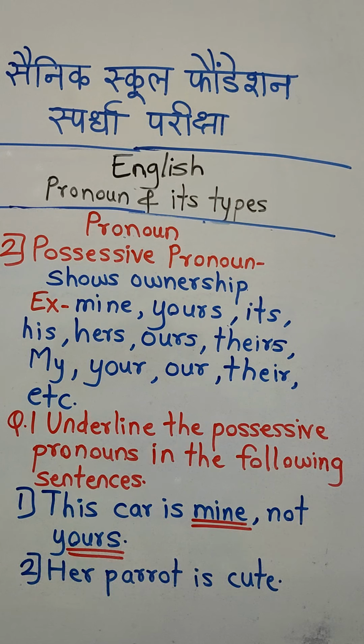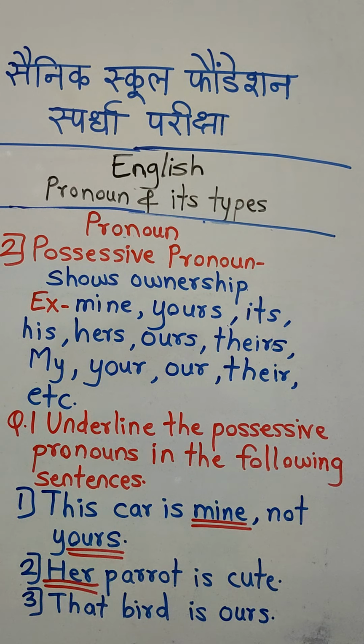So we will underline the word her here, which is a possessive pronoun. Next sentence is given, that bird is ours. Here in this sentence, we can identify the ownership of the bird. That means whose ownership is there on that bird. The word ours shows the ownership on that bird. So here the pronoun ours is a possessive pronoun. So we will underline the word ours. In this way, we can identify whether the given pronoun is a personal possessive pronoun or not.